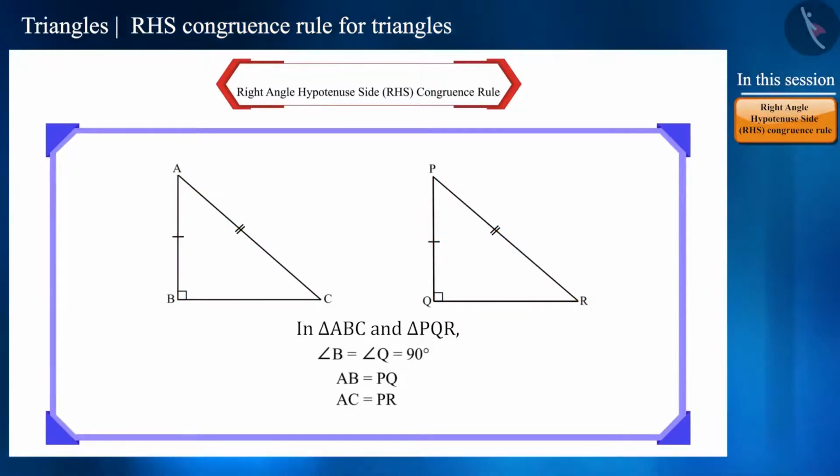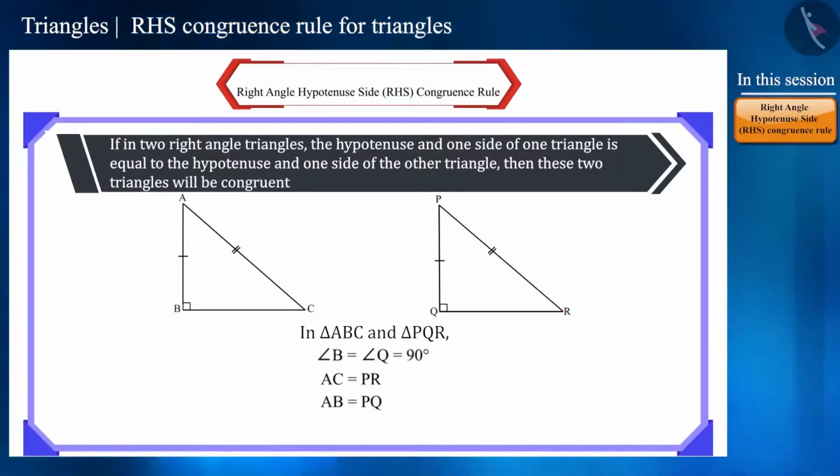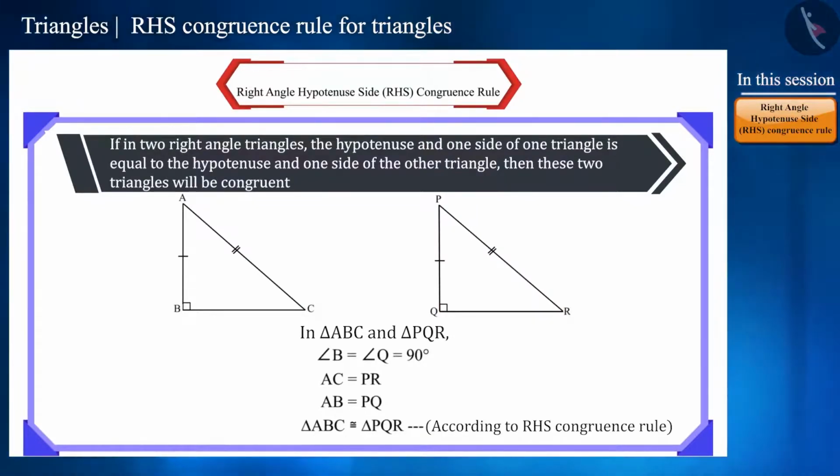Are these two triangles congruent? Yes. These two triangles are congruent. This is a test for the congruence of triangles, and we use this to verify the congruence of right-angled triangles. We call this the RHS congruence rule. If in two right-angled triangles, the hypotenuse and one side of one triangle are equal to the hypotenuse and one side of the other triangle, then these two triangles will be congruent. Therefore, this is called the RHS congruence rule.